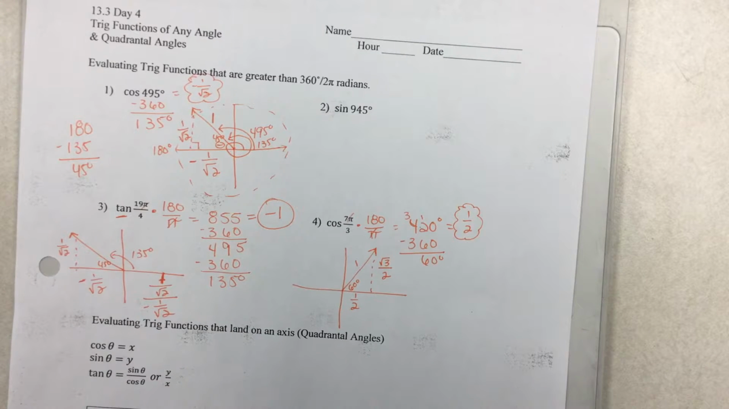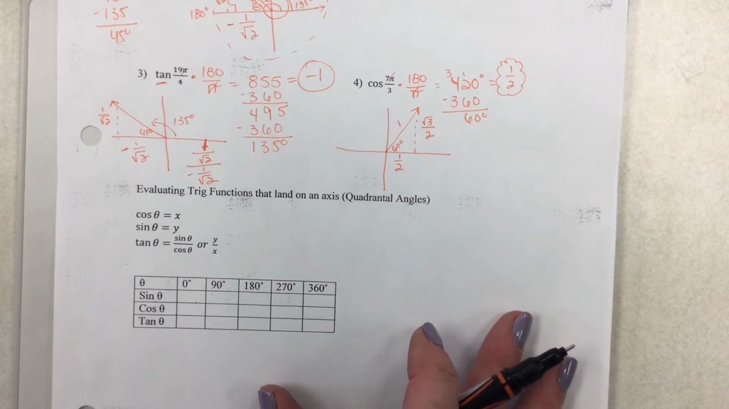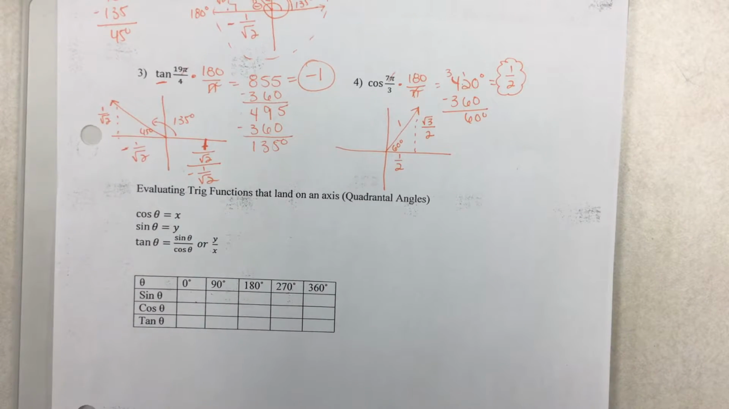Okay? So really, the only thing different from yesterday and today is just whittling it down to get it less than 360 so that we can put it on a graph and graph it to find that reference angle. Okay? All right. Now, we're going to talk about something that we've seen, but yet we haven't really spent much time discussing.